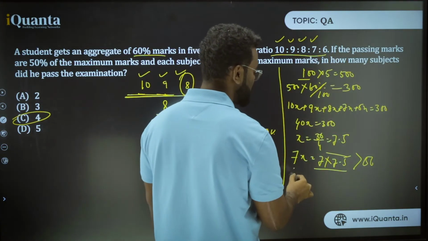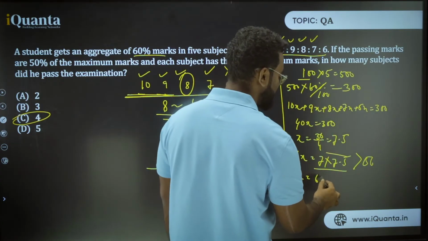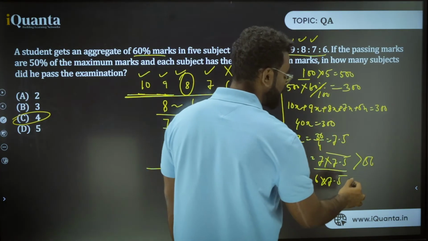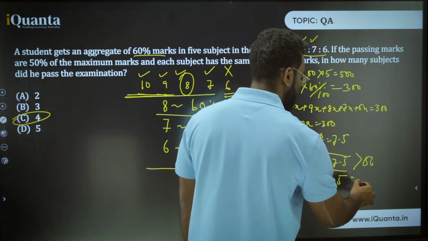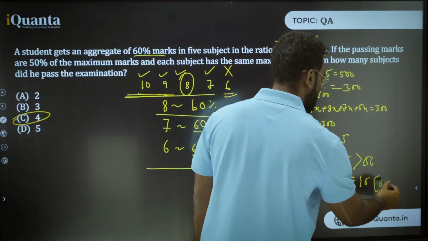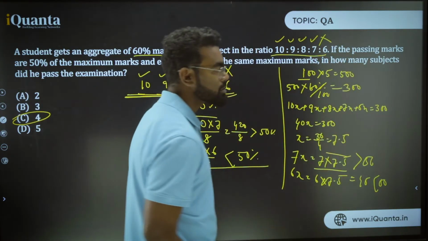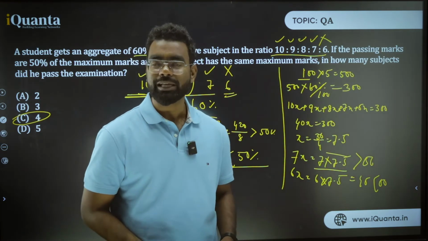Now check about 6x. That is 6 into 7.5. So what is 6 into 7.5? That is 45. So in case of 45, it is less than 50. So in this subject, he didn't pass. So in this way also, you can solve this type of question.